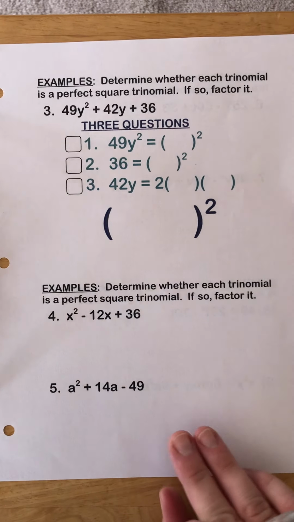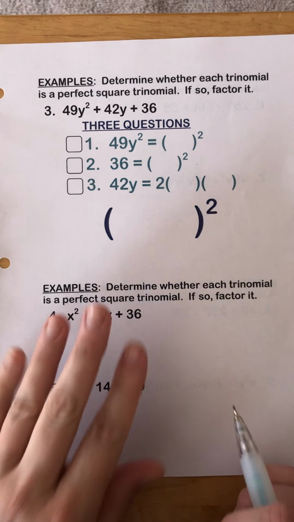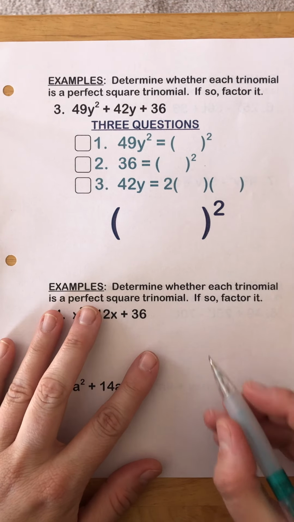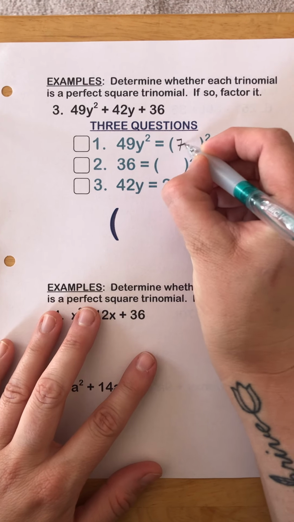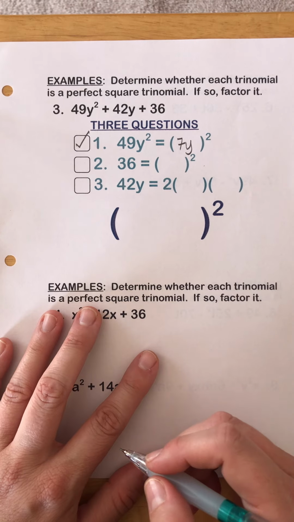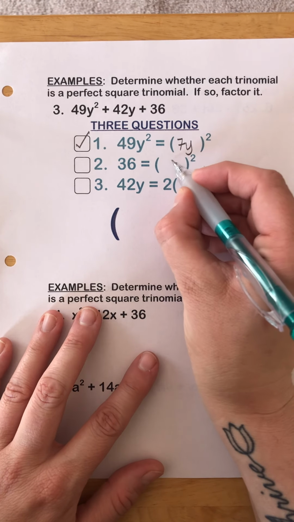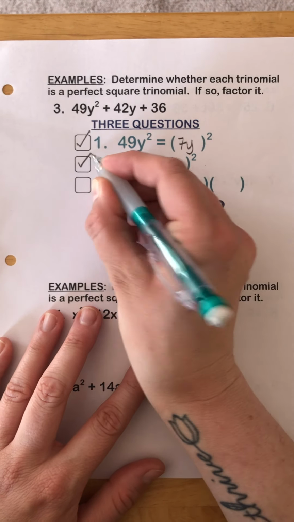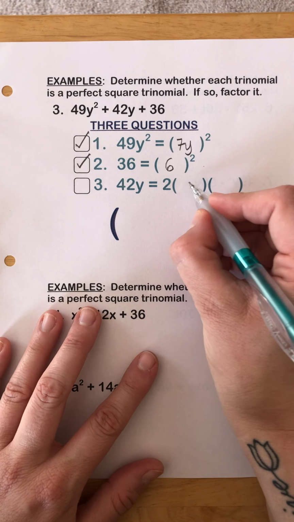All right, example 3, here we go. 49y squared. What could you square to get that? 7y. Good so far. 36. What could you square to get that? 6. Good so far.